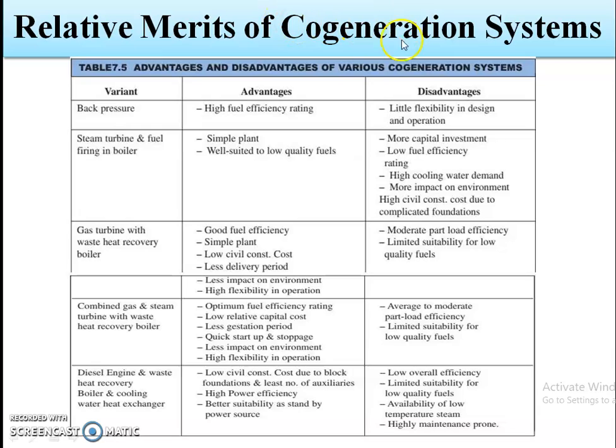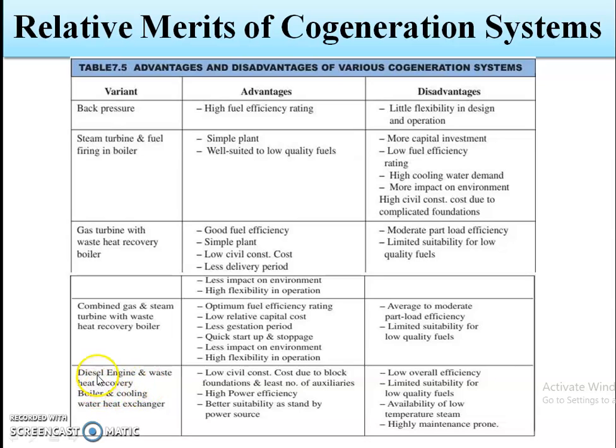These are all the advantages of the cogeneration system. The back pressure turbine gives a higher fuel efficiency rating. The steam turbine and fuel firing power plant is simple and well suited to low quality fuels. The gas turbine plant with waste heat recovery boiler has good fuel efficiency, a simple plant, low civil construction cost, and a shorter delivery period. The combined gas and steam turbine unit with waste heat recovery boiler has optimum fuel efficiency rating, low relative capital costs, a shorter generation period, quick startup and stoppage, less impact on the environment, and high flexibility in operation.